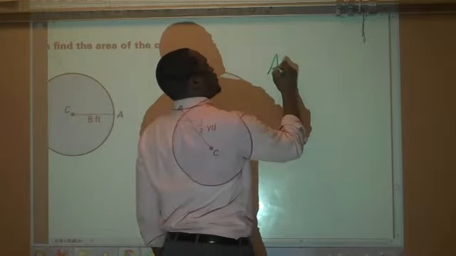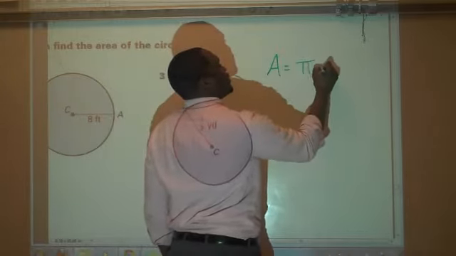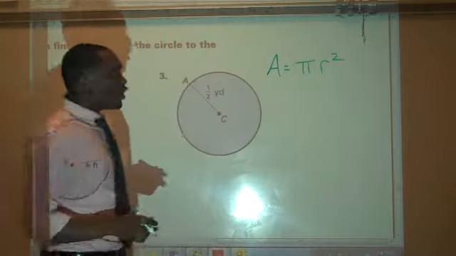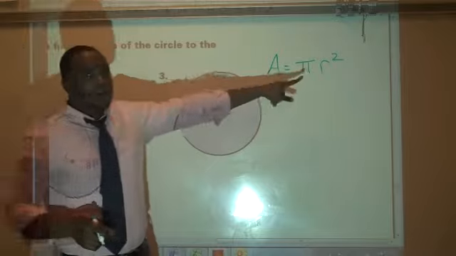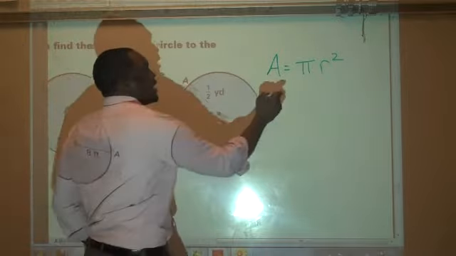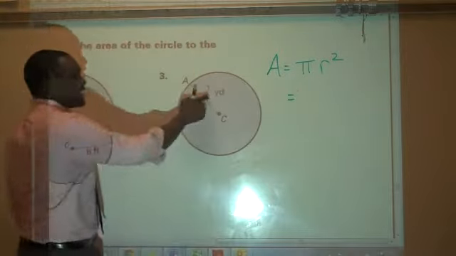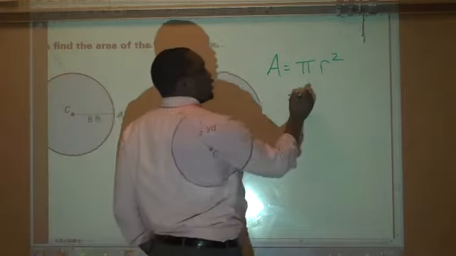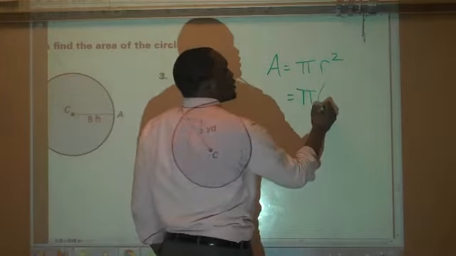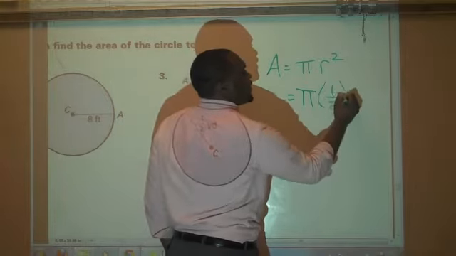So in order to find A, the only thing I need to plug in for this formula is r. Now, I know r is given to me in the picture. My radius is 1/2. So A is going to equal pi times 1/2 squared.